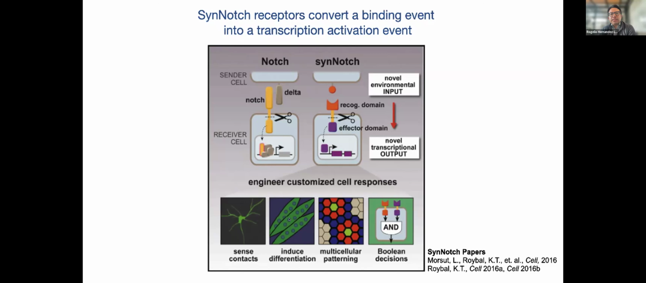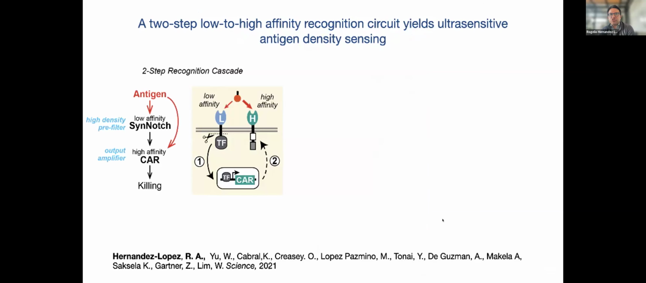If you want to start a downstream program, for example, differentiation or multicellular patterning, you can use this synthetic notch receptor, and you could also use these receptors to encode more complex logic functions, for example, AND gates, OR gates, NOT, and so on and so forth. So the way I use this synthetic notch receptor is shown again in this diagram, where what we thought about was to control the expression of the chimeric antigen receptor.